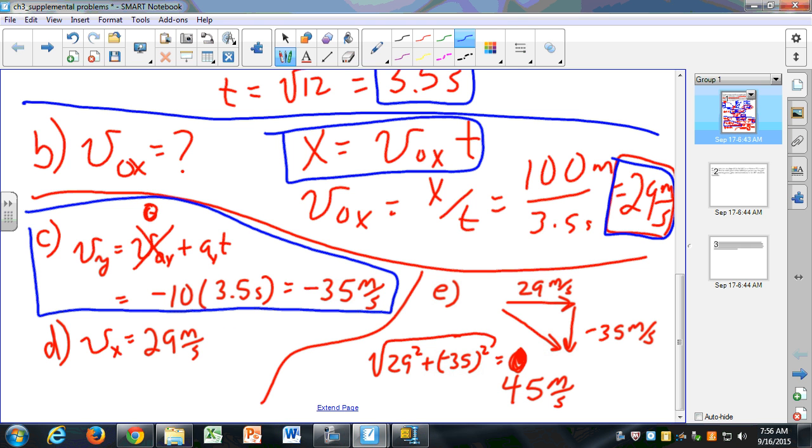Since I know that v naught y is 0, that goes away. It's all just a times t, negative 10 times my t, which is 3.5 seconds. 3.5 seconds elapsed from when it's shot to when it hits. You have to recognize that your Vx doesn't change, so it's the same as what we found in part B. And then in part E, you're just finding the magnitude of those two vectors.